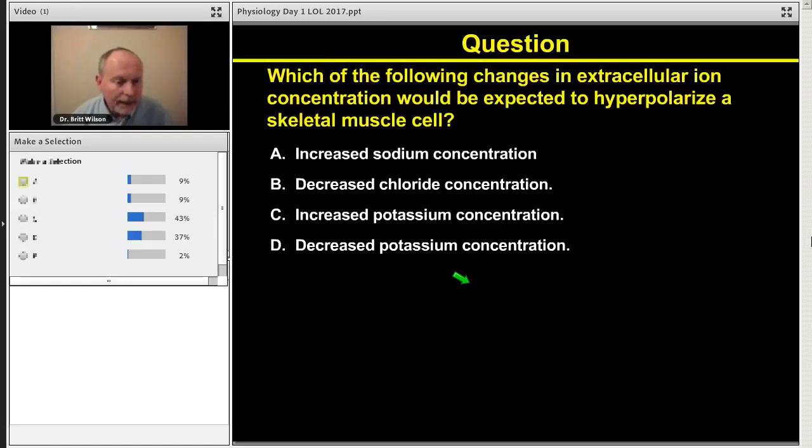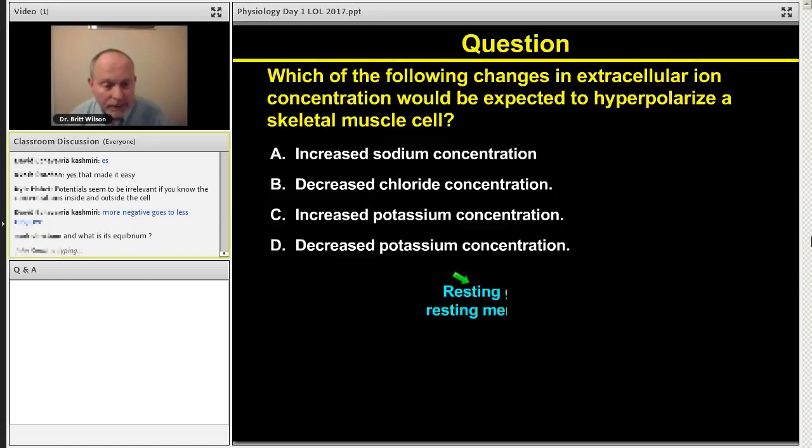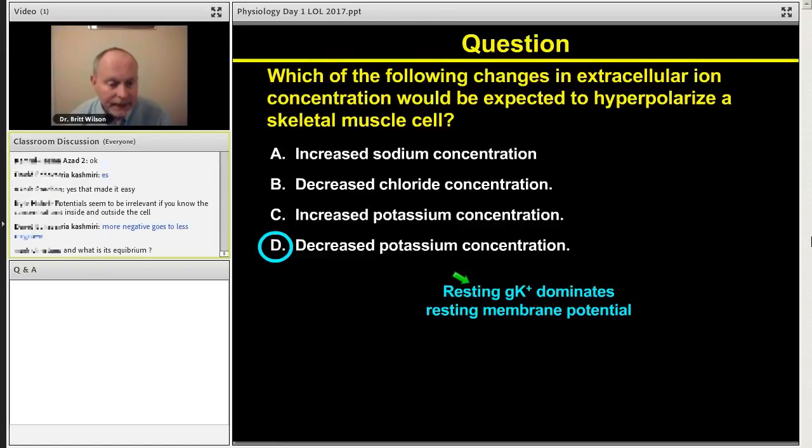All right, what do we like? We're pretty neck and neck there between C and D. The vast majority of you went with either C or D. Excellent. This question is a prelude into the next topic. What I really want to drive home is resting membrane potential is dominated by potassium conductance. The G stands for conductance. Correct answer here is D. We will come back to this.